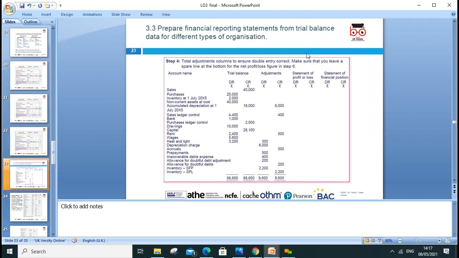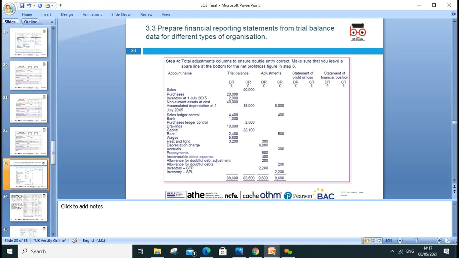Okay. Next we have 3.3, which is our assessment criteria: prepare the financial reporting statements from the trial balance. So given the trial balance, you need to look around. Items on the credit side in the trial balance should go on the credit side, in either the statement of profit and loss or the balance sheet. So you have to decide which statement. So sales goes in which statement? We all know this. Sales goes in the profit and loss.